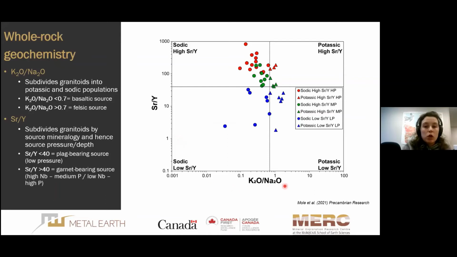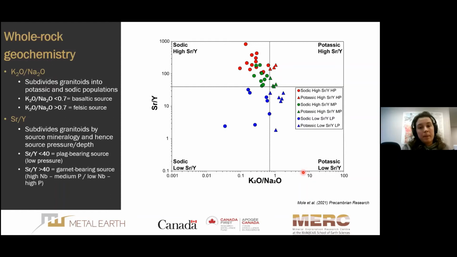And first, we have been looking at the sodium-potassium ratio, which is here on the x-axis, because that ratio we can use to subdivide the granitoids into potassic and sodic populations. And so if we have a sodium-potassium ratio that is smaller than 0.7, we're looking at sodic rocks with a basaltic source. If we have a ratio that's higher than 0.7, we're looking at more potassic rocks from a more felsic source.